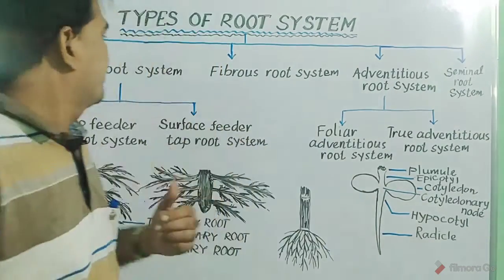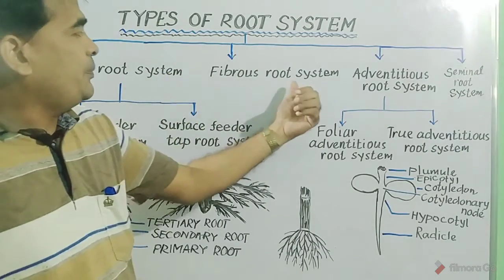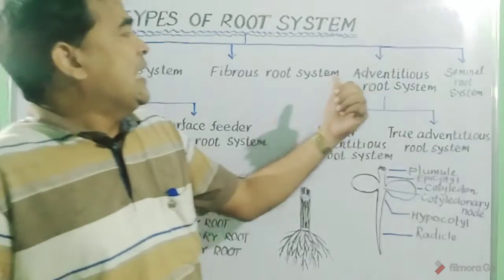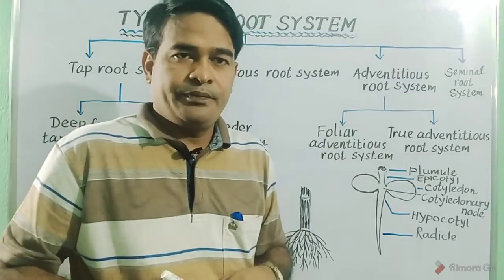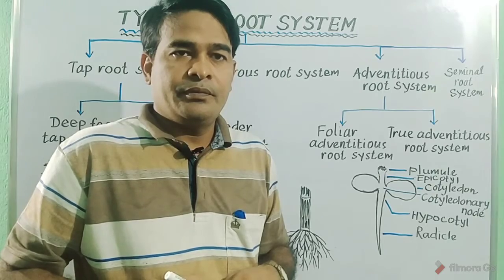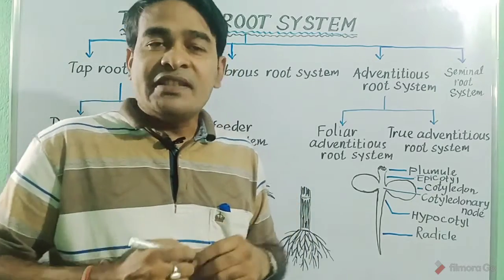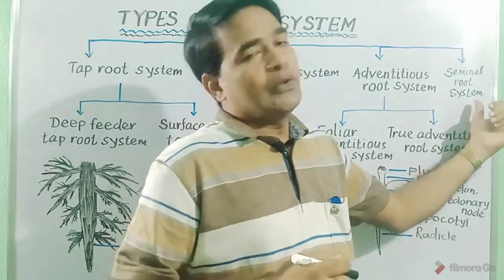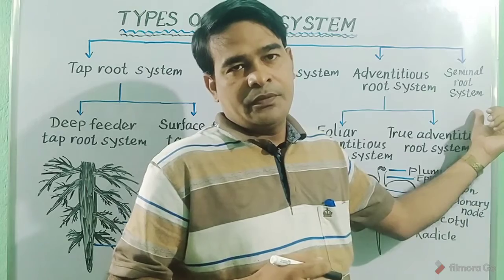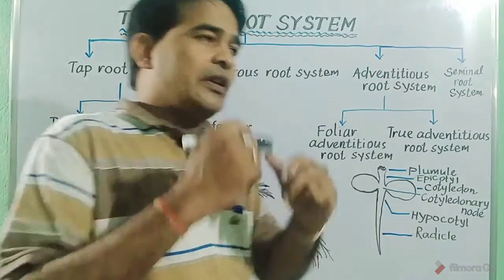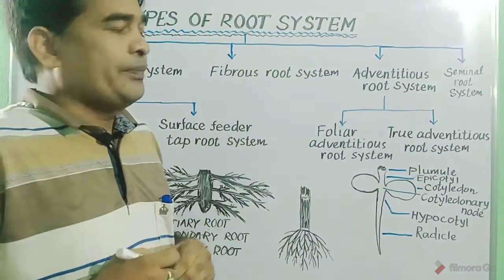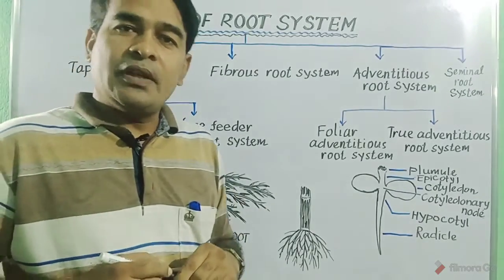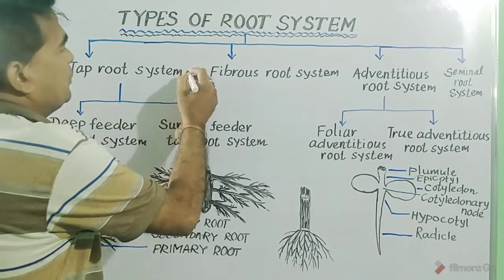Basically, there are three types of root system. Those are taproot system, fibrous root system, and adventitious root system. Some scientists differentiate a fourth type of root system called seminal root system. Okay, so we'll study all these types of root system one by one. First, we'll study about taproot system.